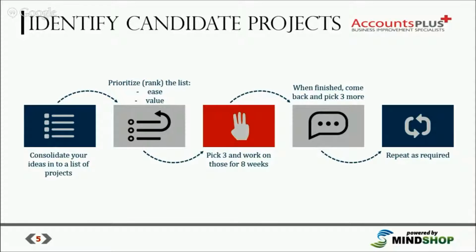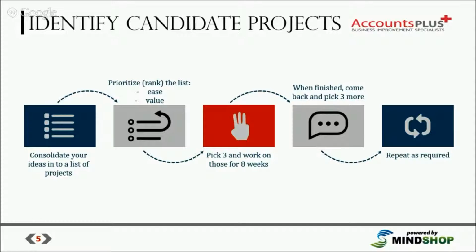Now, when I'm ranking the list, I tend to look at how easy is it to implement the idea, and what will be the impact on the profit and loss, what will the value be of the idea. And I come up with a combined ranking based on a combination of those 2 things. When I have that list, I then go along and I pick the top 3. I usually only work on 3 at a time. I pick a period of something like 8 weeks, and I say, let's pick the top 3 and let's work on those for 8 weeks.